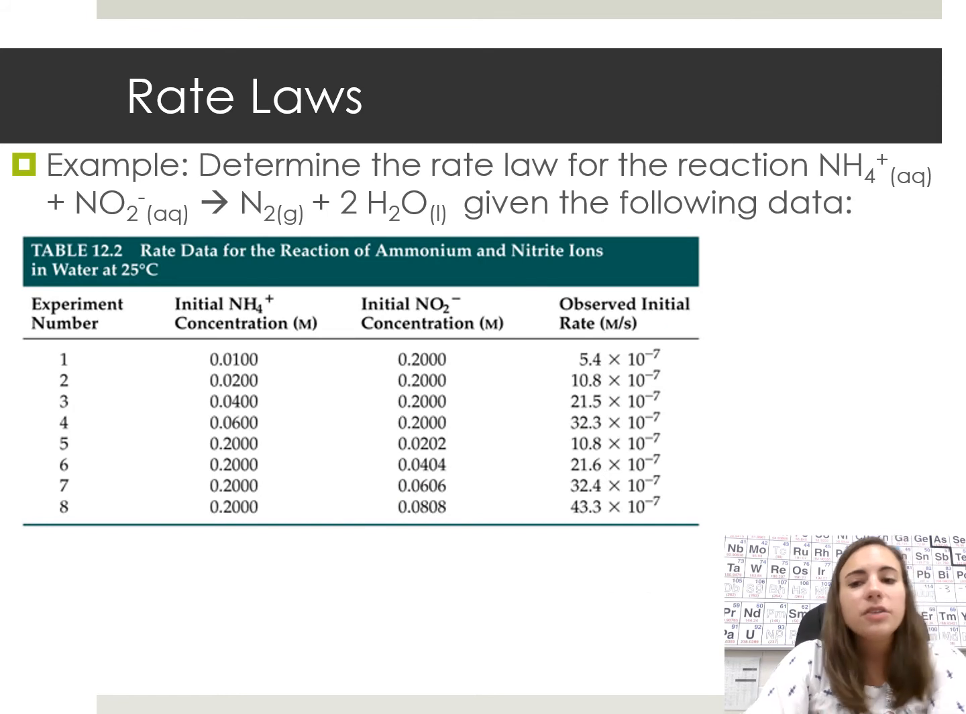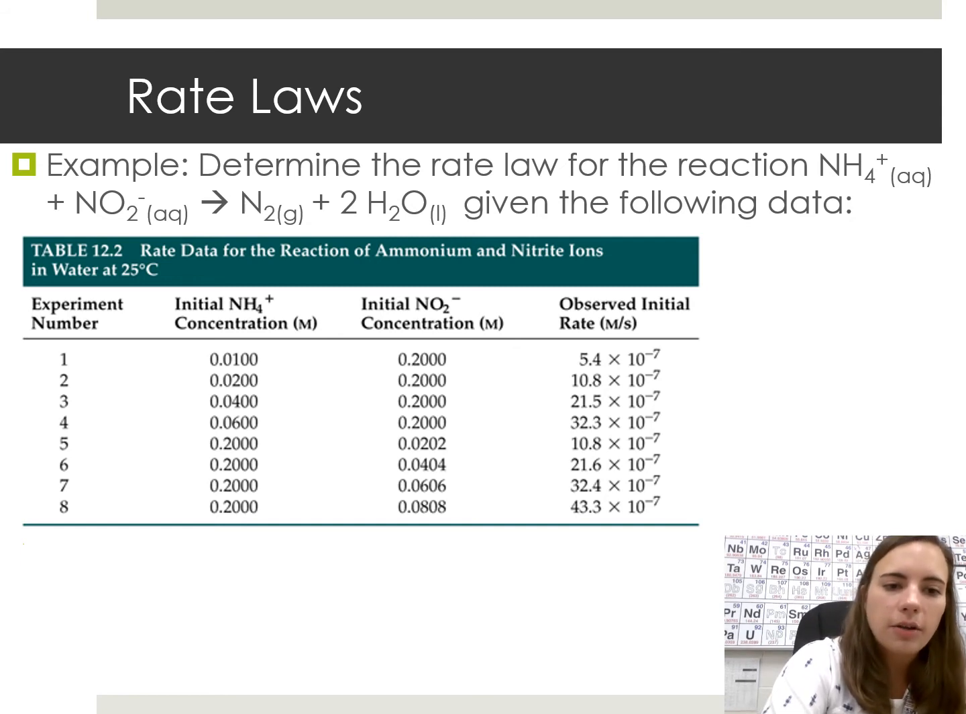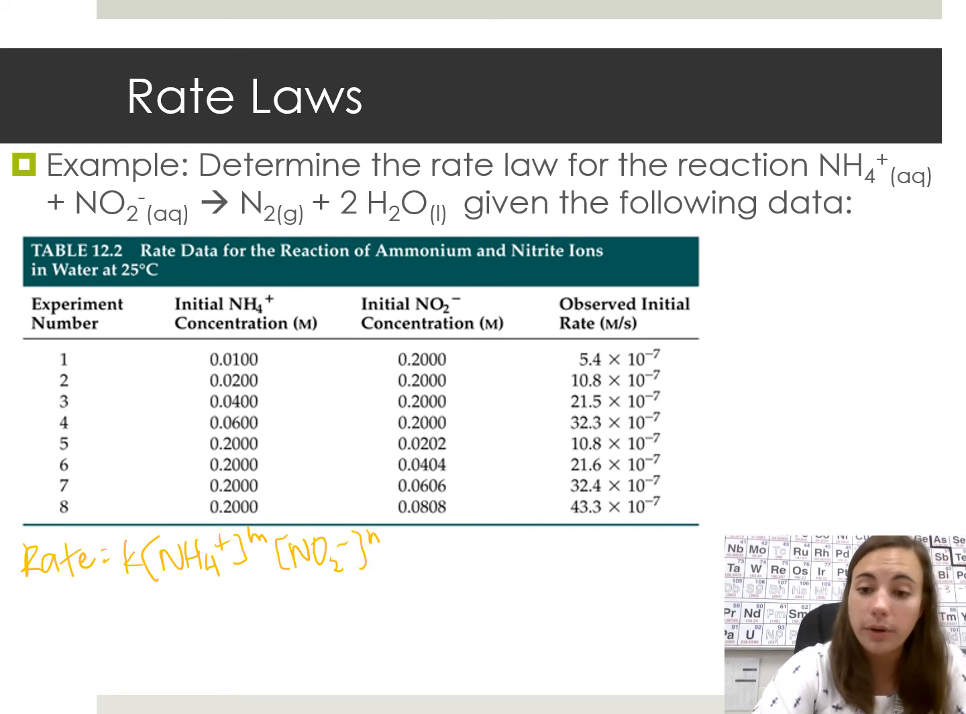Okay, so let's do another one. Determine the rate law for this reaction given the following data. So I know that my generalized expression, rate equals K times the concentration of ammonium raised to its order, we don't know it yet, times the concentration of the nitrite ion raised to its order, we don't know it yet, and that's what we're going to determine. So I'm going to start by finding the order for ammonium. So I'm going to look for a trial where ammonium changed and nitrite stayed the same.